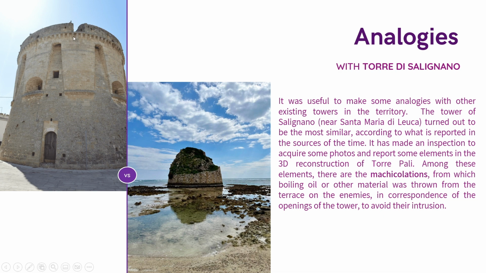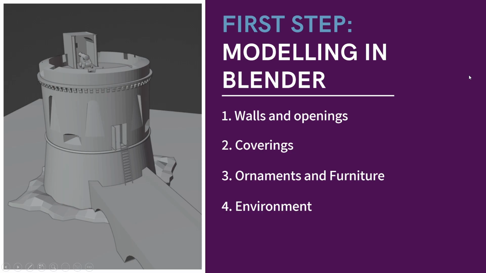After this introduction, we will quickly explain the 3D modeling steps. The first step will be to model the mesh of the structure, starting with the walls and openings, the roofing, then modeling the interior details and furnishings, and finally the environment around the tower.